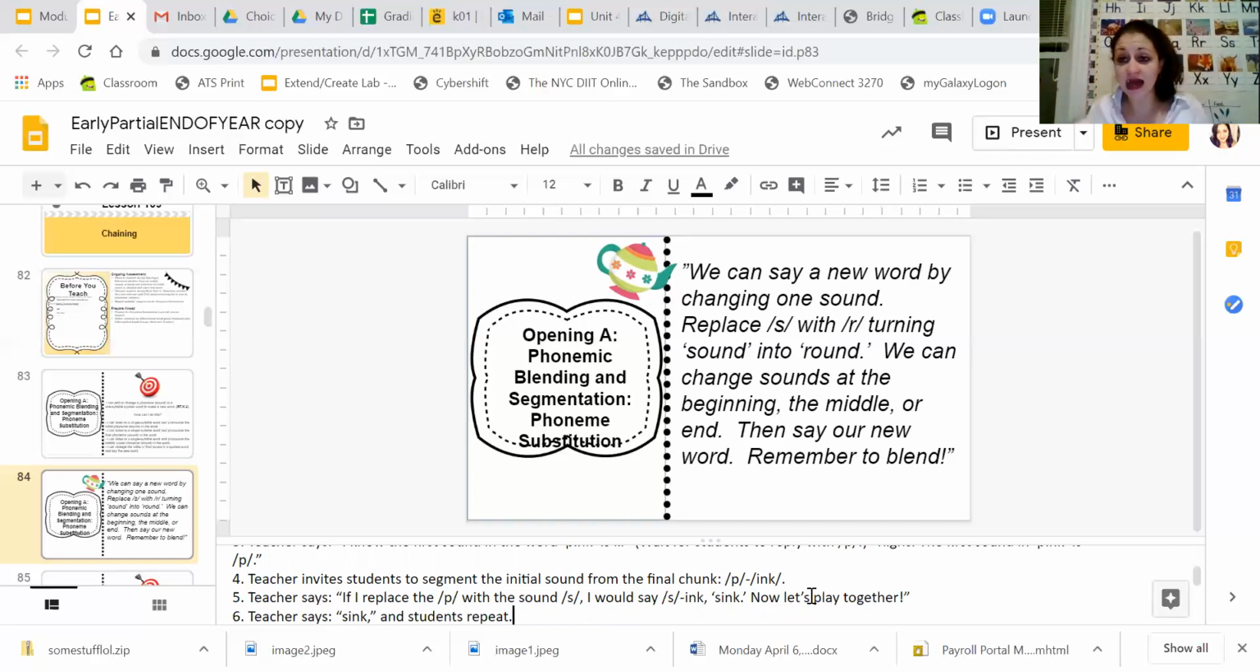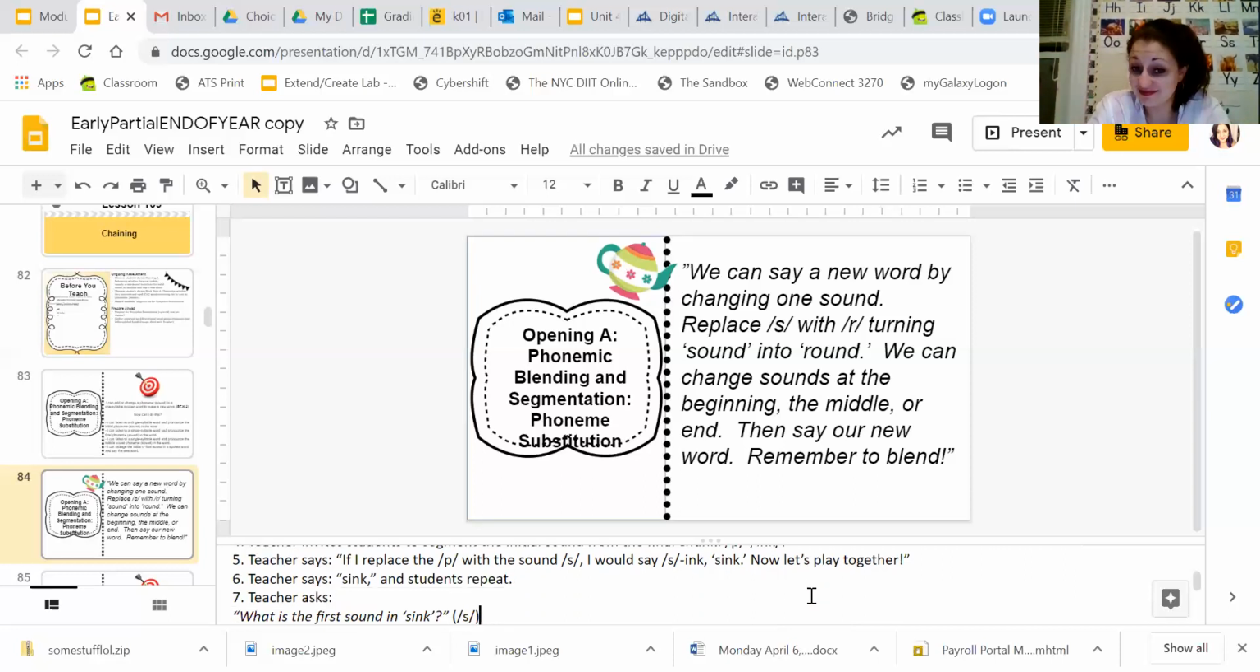All right, I hope you guys got it out there. Let me see if you got it. I'm going to show you. Look at that. I just changed my p sound to an s sound, making the word sink. We can tap that and chunk that and break that up. It is sink. Okay, so I'm going to break it apart. So s is my first sound, and ink is my ending sound. Okay. Now, we're going to change it again.